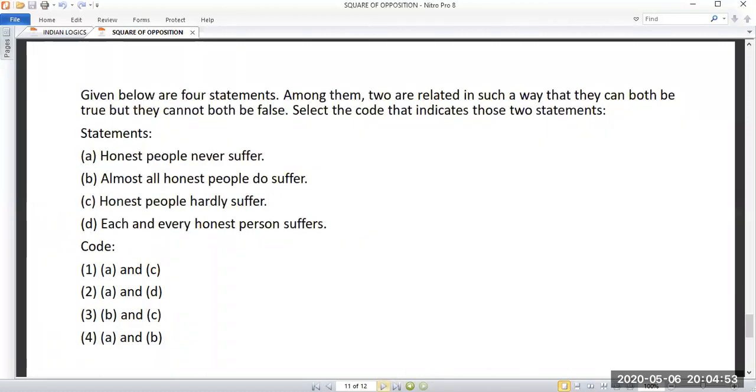Solve by yourself. This is an easy question. Another easy question. Such that they can both be true, they cannot both be false. So which type can both be true and both cannot be false? Reply to me quickly. Which type both can be true? Both cannot be false. Both can be true, both cannot be false. This is which case?